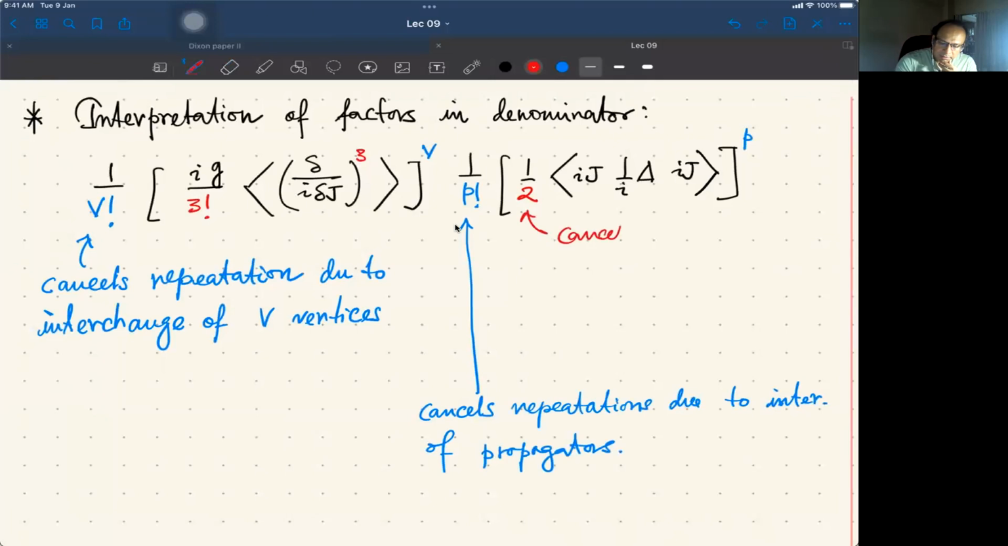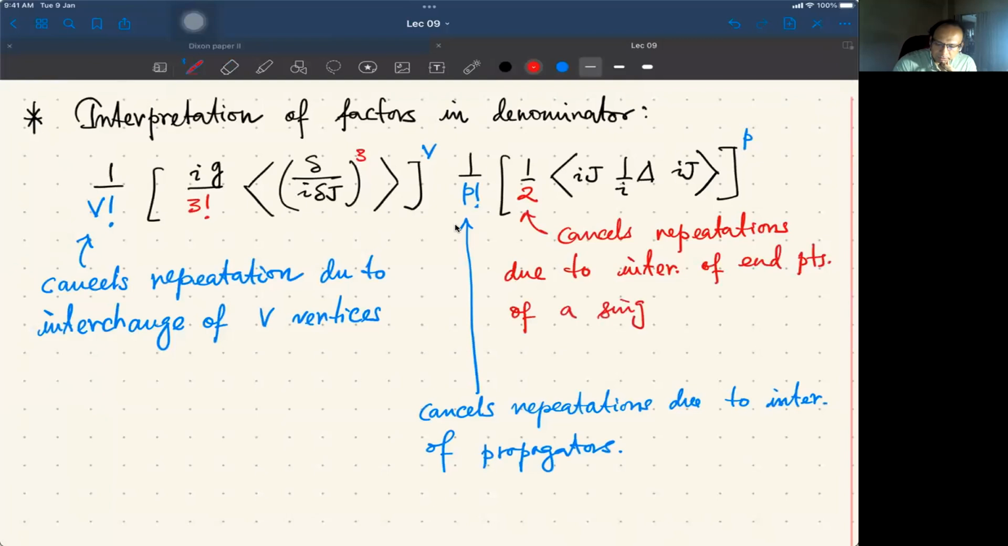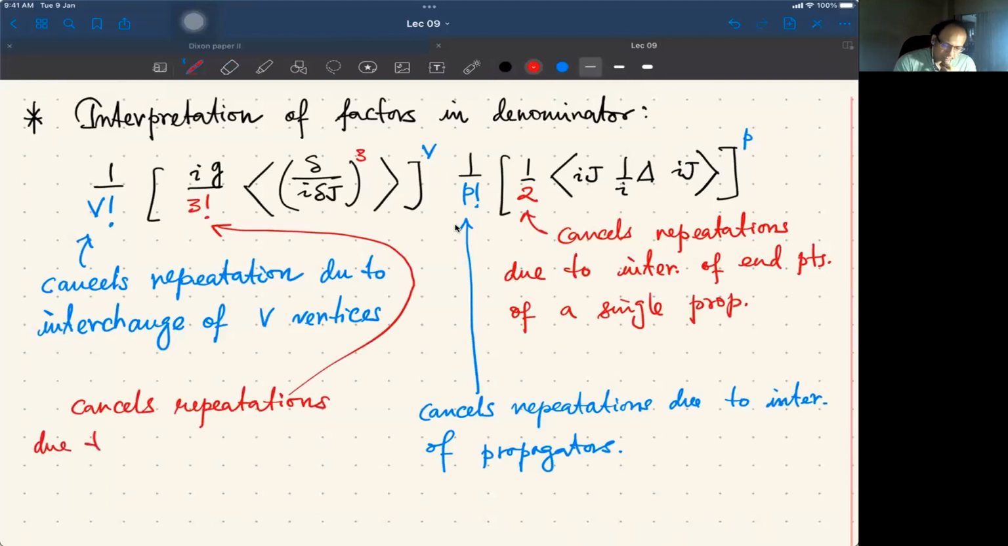This cancels repetitions due to interchange of endpoints of a single propagator, and this cancels repetition due to interchange of derivatives within the same vertex.